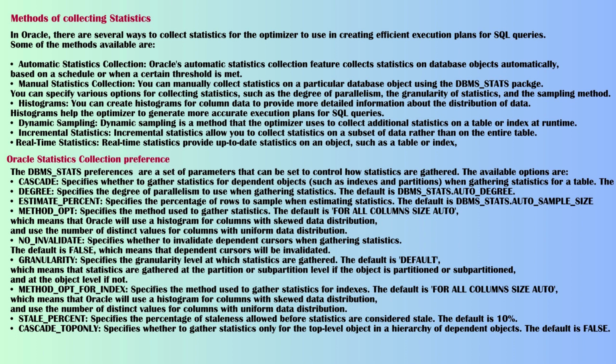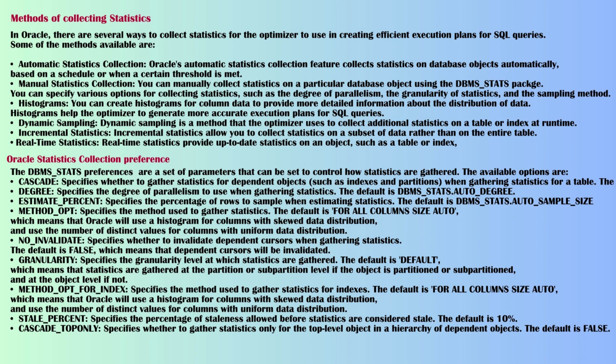Estimate_% specifies the percentage of rows to sample when estimating statistics. The default is dbms_stats.auto_sample_size, which means that Oracle will automatically determine the sample size based on the size of the table. Method_OPT specifies the method used to gather statistics. The default is for all columns size auto, which means that Oracle will use a histogram for columns with skewed data distribution, and use the number of distinct values for columns with uniform data distribution.